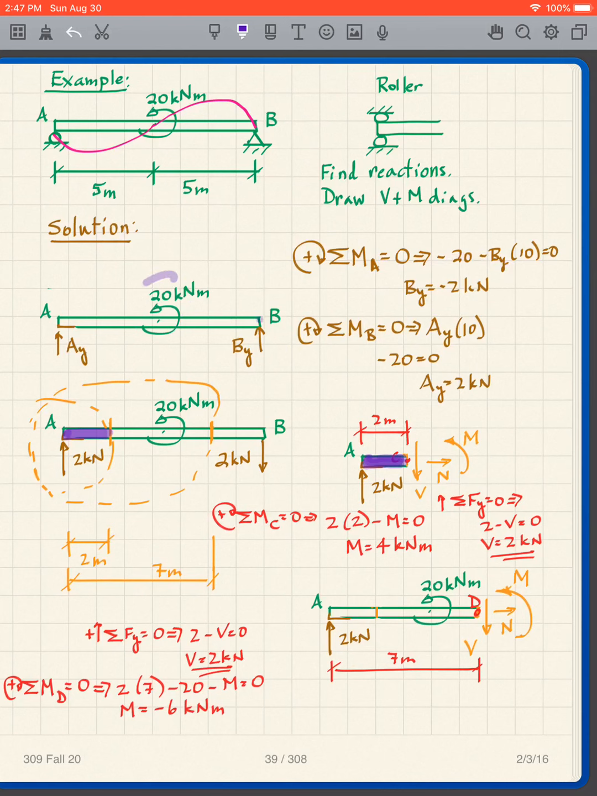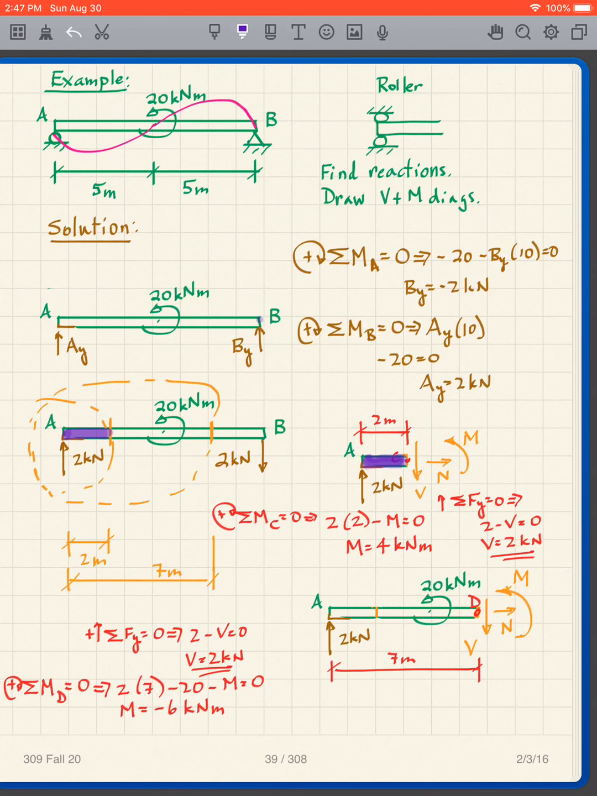Now what does that mean? That means AY is upward 2 kilonewtons and BY is downward 2 kilonewtons. And if I look at this, what do I see? What goes up is 2, what goes down is 2. It's in equilibrium, and so that ends up being correct.